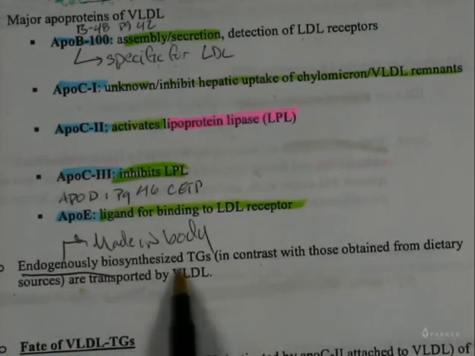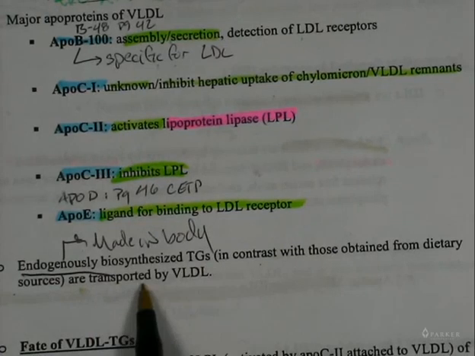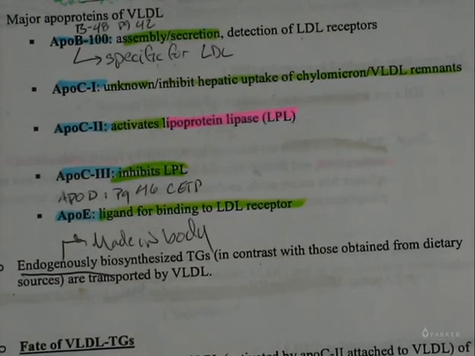Endogenously synthesized TGs are transported by VLDL. Dietary TGs are transported by chylomicrons. They get to the liver, and then everything that the liver does with it, it packages into VLDL and ships out.